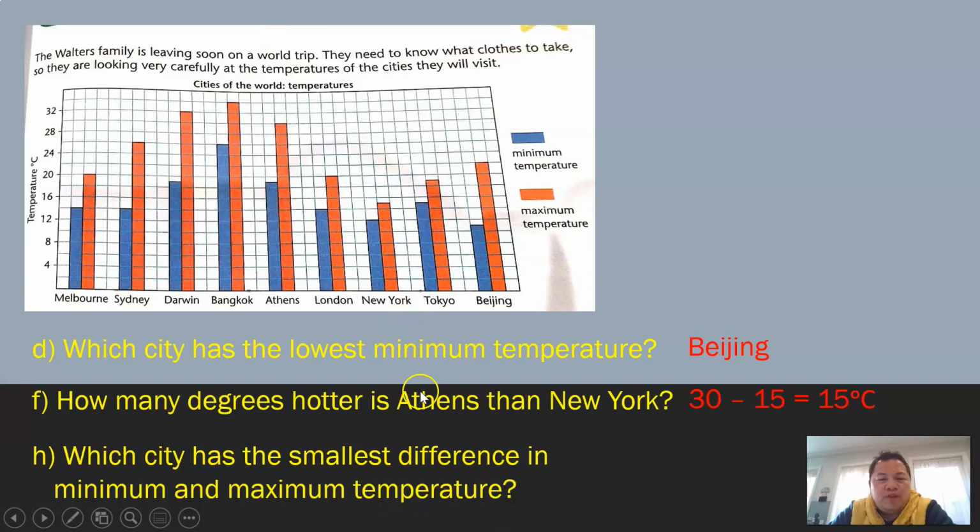Which city has the smallest difference in minimum and maximum temperature? So you're talking about the difference between the temperatures within the city. So let's look at them. This one is quite a big gap. Or this one here is 2 squares. This one is 1.5 squares. Seems like 1.5 squares is the smallest difference, isn't it? So New York is the one with the smallest minimum and maximum temperature difference.